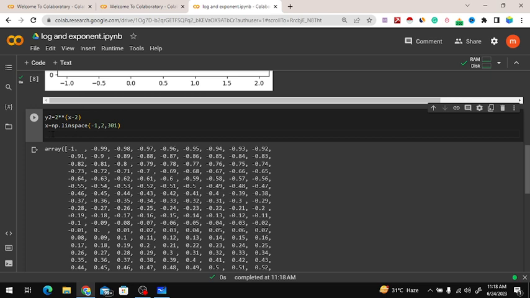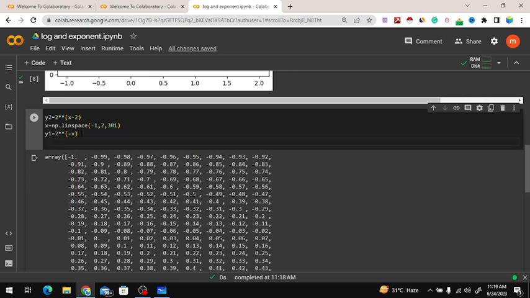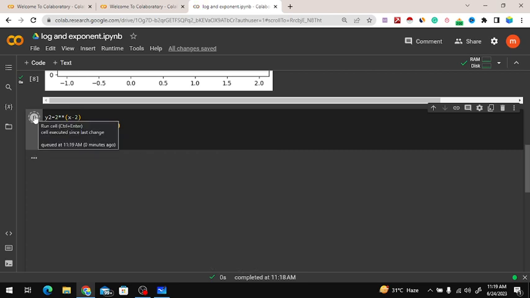And second, y1 is equal to 2 to the power x minus 6, and the second, y2, should be equal to minus 2 to the power minus x minus 2.